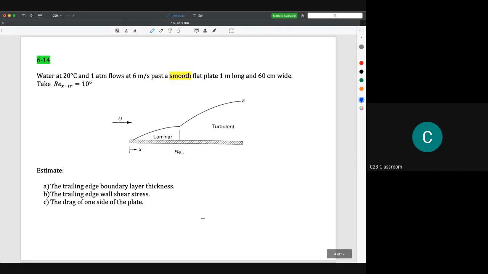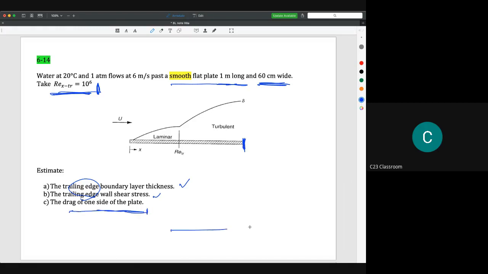So we go for question 6.14. Let's say we have water at 20 degrees Celsius and 1 atm, flowing at 6 meters per second past a smooth flat plate, 1 meter long and 60 centimeters wide. And we take the Reynolds transition as 10 to the power of 6 here. Then we need to estimate the boundary layer thickness, the wall shear stress at the trailing edge, which means at the end of this plate, and the drag force on one side of the plate.